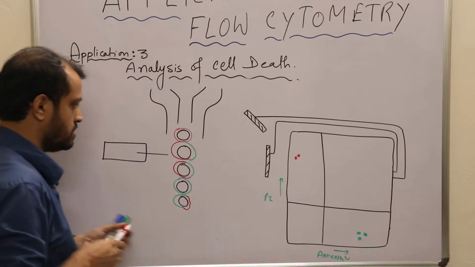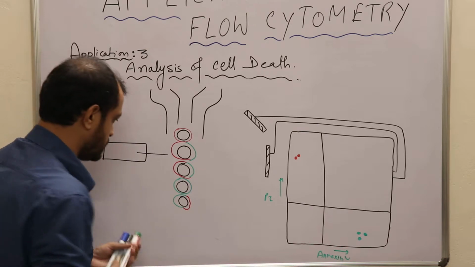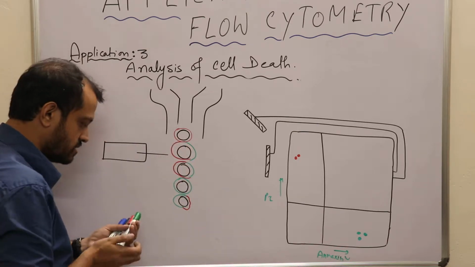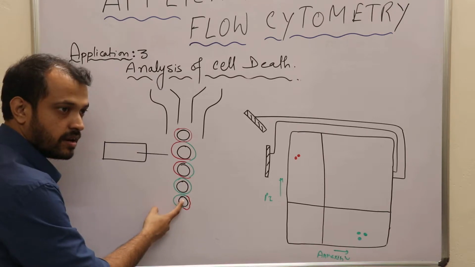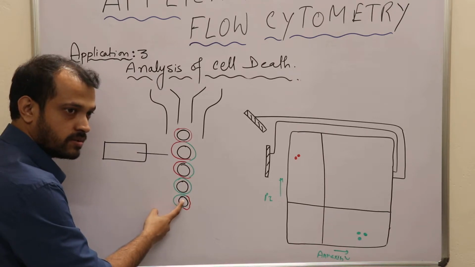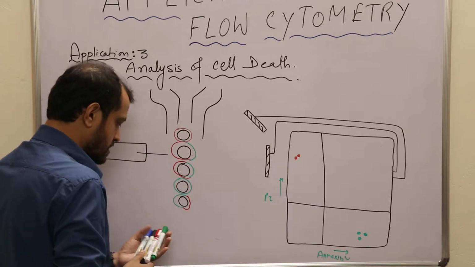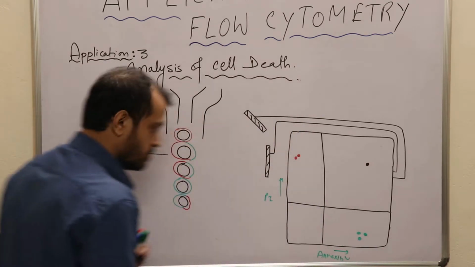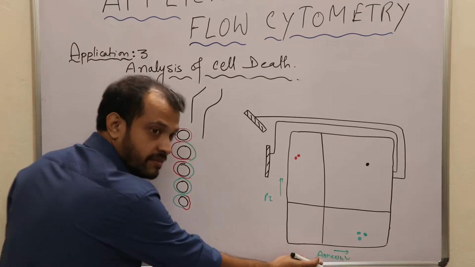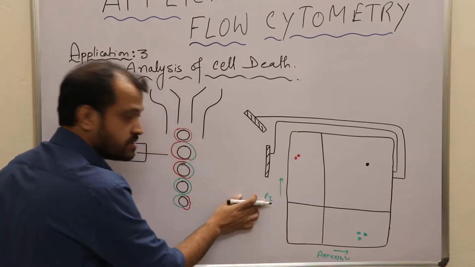Okay, now listen with all your attention. When this first cell was interacting with the laser, what will happen? Is it early apoptotic or late apoptotic? Late apoptotic. That means here is the late apoptotic signal. Why? Because it is showing both annexin V FITC signal as well as PI signal.